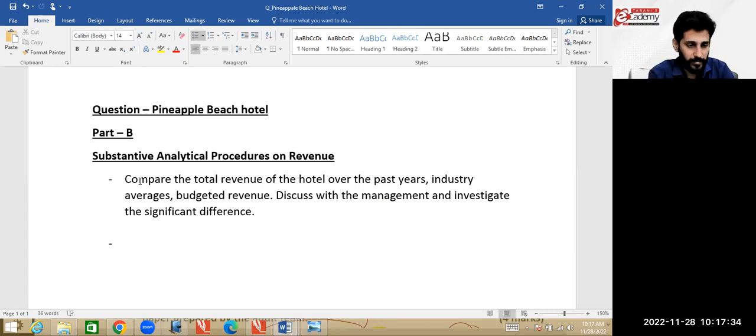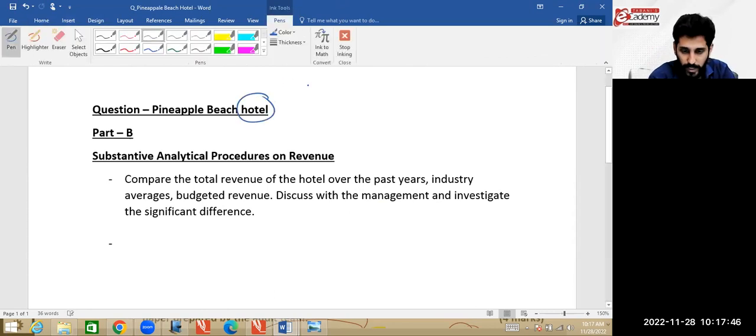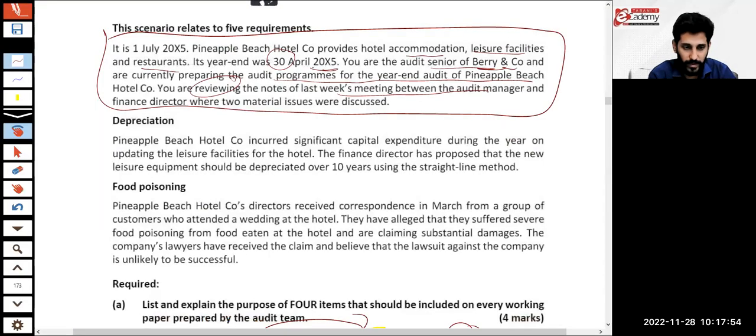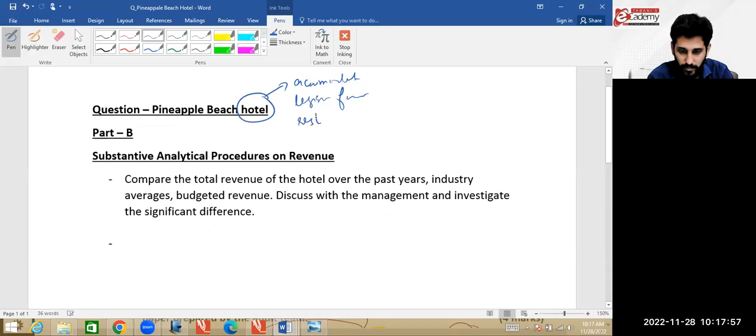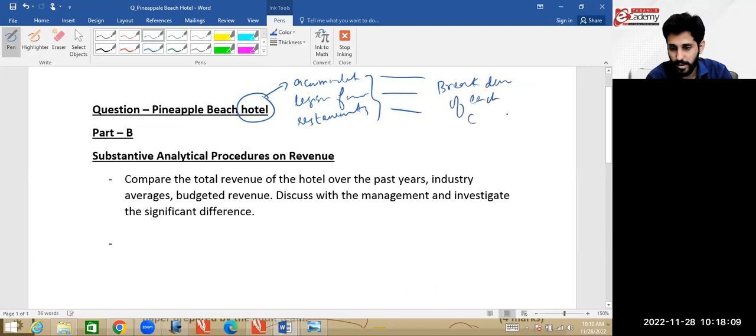Now, the point to be noted is that you will have to compare the revenue from each category. Now, see that I will have to write something. This is the hotel, which provides accommodation. It provides leisure facilities, and it has restaurants as well. So you will have to obtain the breakdown of each category and then compare.